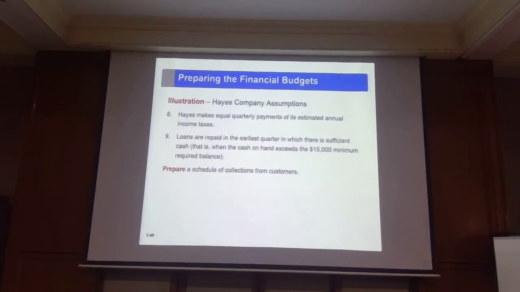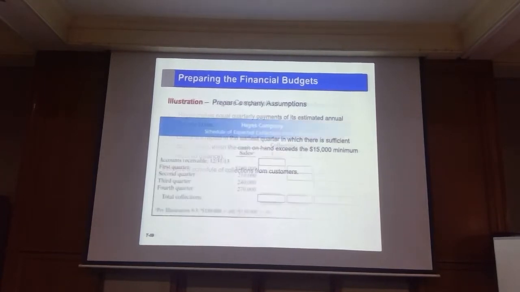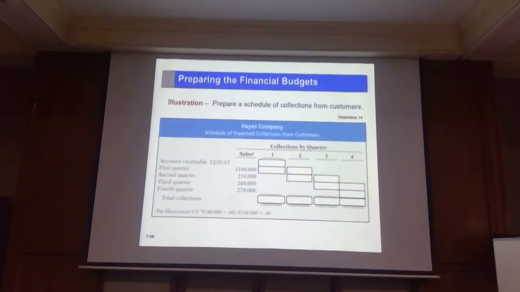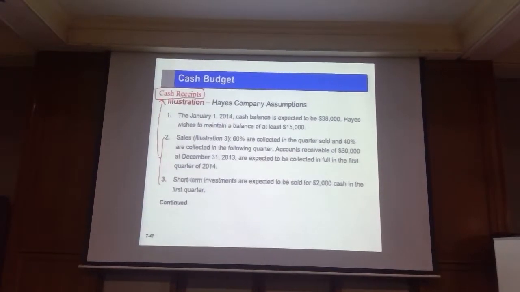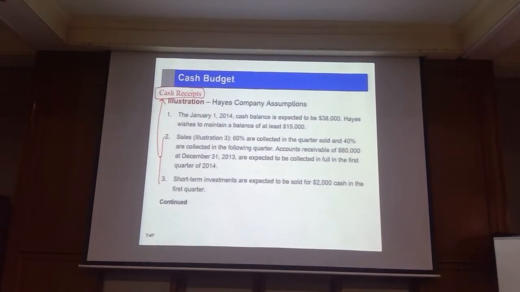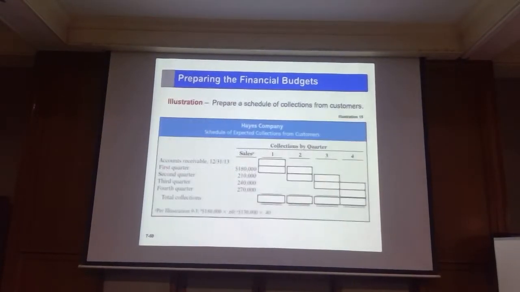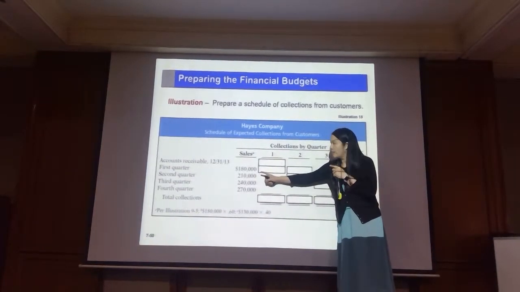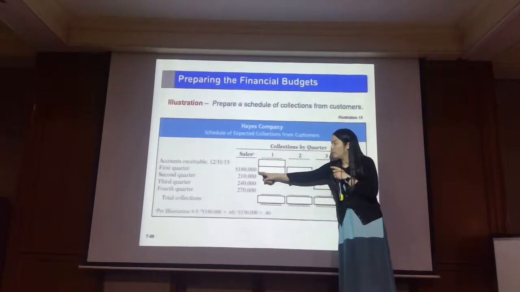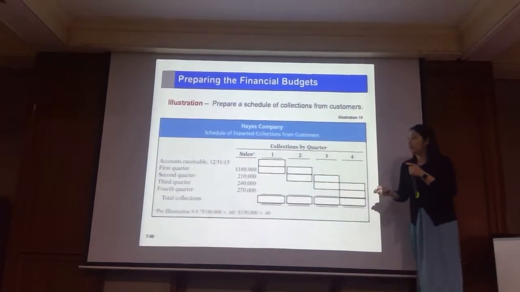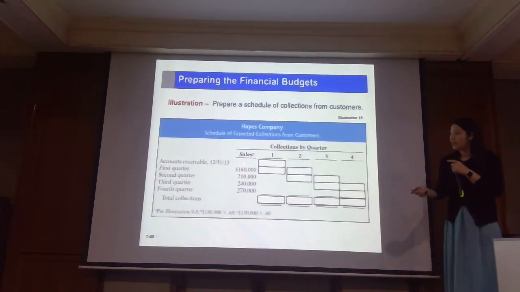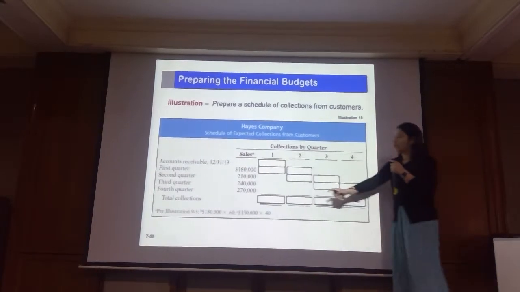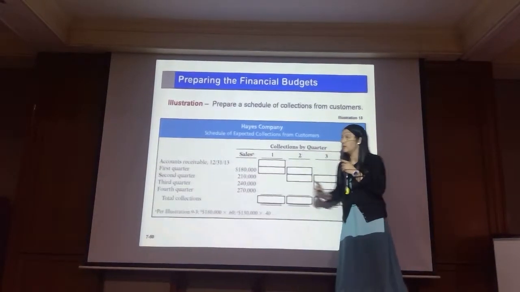Let's see how we can prepare the cash budget, okay? First, start with the cash received from the customer, okay? Then look at information number 2, okay? We know that from the sales budget, this is our total sale for each quarter, right? First quarter, we will have the sale of 180,000, and second quarter, third quarter, and fourth quarter, this one comes from the same budget, okay?